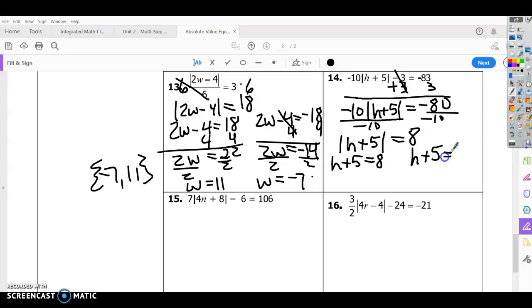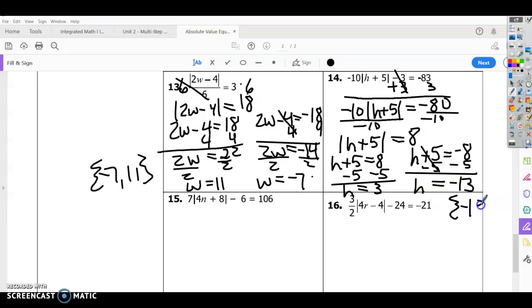|h + 5| = 8. So h plus 5 equals 8, and h plus 5 equals negative 8. Once I get the absolute value isolated, then I set up my two equations and solve. h equals 8 minus 5, which is 3. And h equals negative 8 minus 5, which is negative 13. So my solution set for this side would be negative 13 and positive 3. All right, so go ahead and check those and make sure you're on the right track.